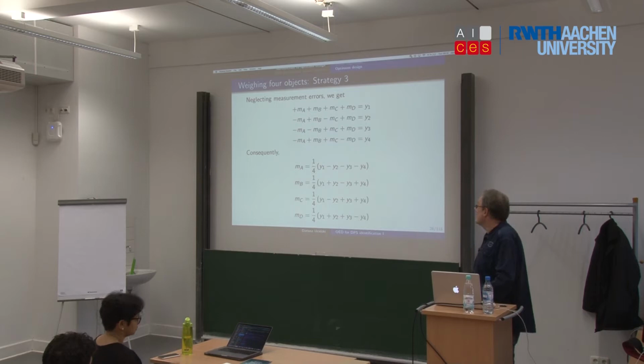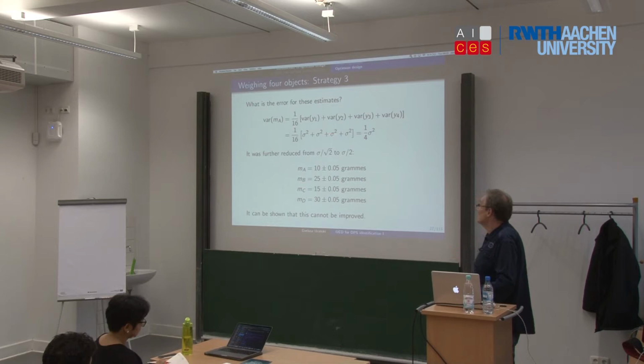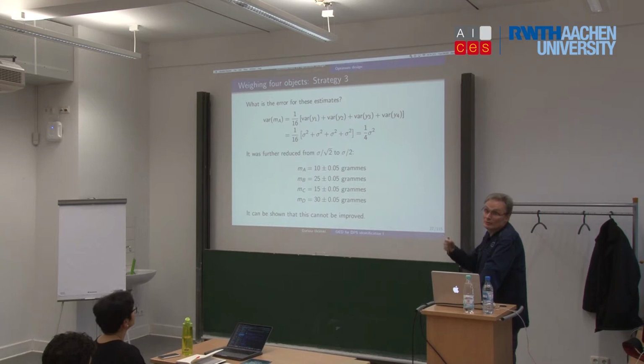And when we compute the variances of our estimates of the masses, it turns out that the standard deviations are the standard deviations of the noise divided by 2. So the result is even better than the previous one for the second strategy. It can be shown that this result can't be improved.